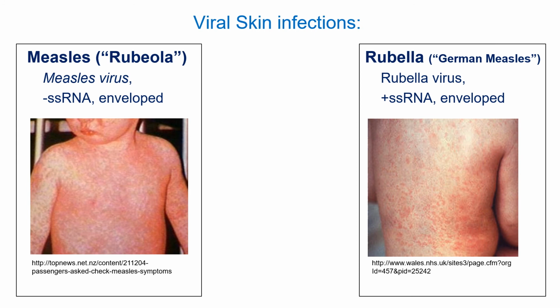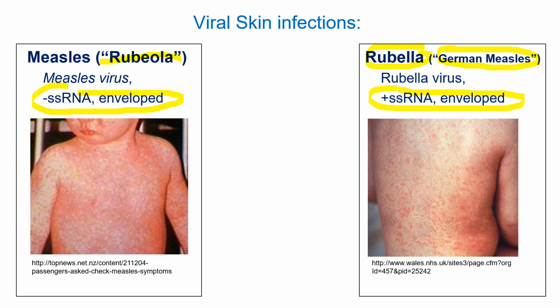So let's not get measles, which is rubeola, mixed up with rubella. Rubella is also sometimes affectionately called German measles. Notice the rashes are just a little bit different, and if you take a look at the viruses, this is a negative stranded RNA virus, and the rubella virus is a positive stranded RNA virus. So they are actually different viruses.